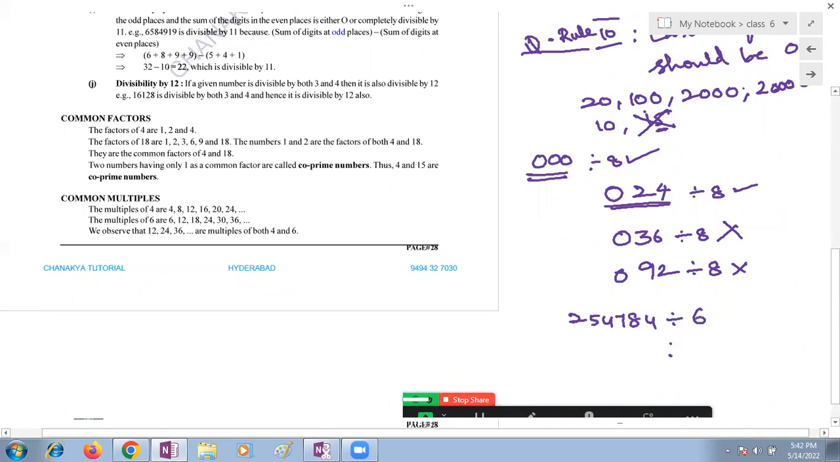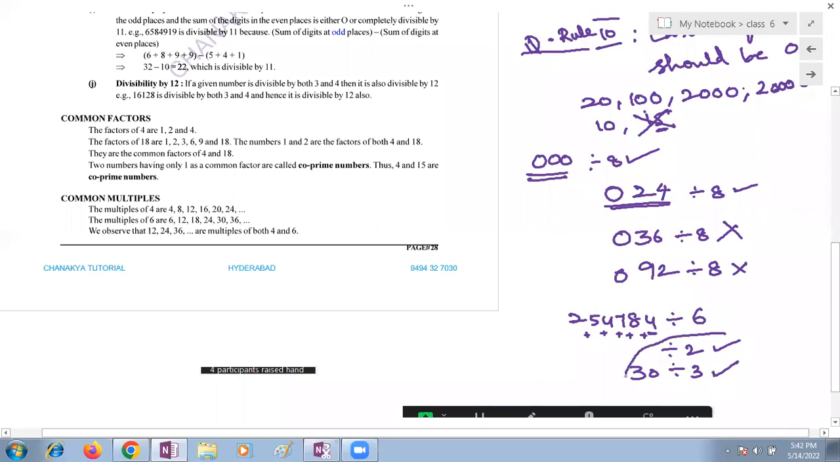First, what should I check, children? I should check with the 2 rule. Yes, it is true. Then I should check with the 3 rule, which means the sum of all digits. Sum of all digits: 2 plus 5, 7, 7 plus 4, 11, 11 plus 7, 18, 18 plus 8, 26, 26 plus 4, 30. 30 is divisible by 3. Yes. Now you can say that the 2 rule is true and the 3 rule is true, so the 6 rule is also true.